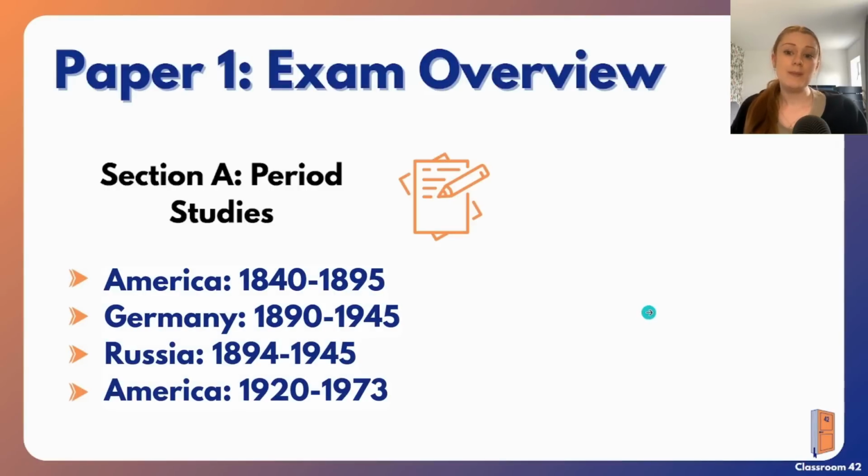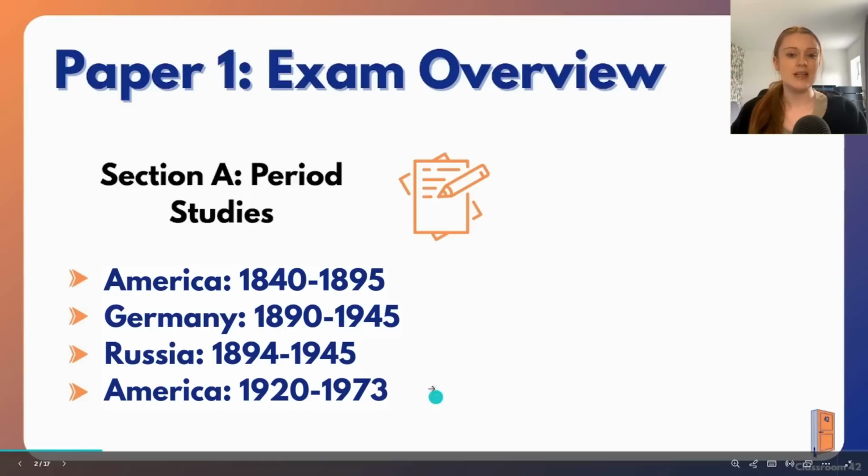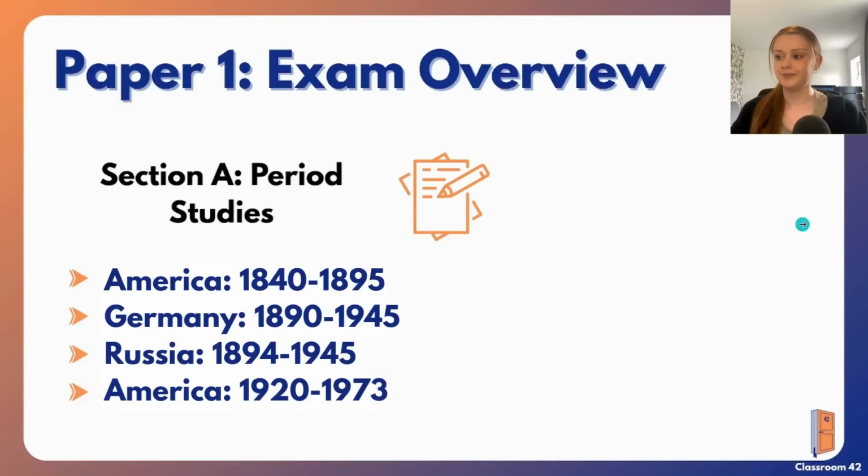Okay, so your Paper 1 is split into two sections. Section A is focusing on your period studies, which is what we'll be looking at in today's video, and Section B looks at your wider world studies, which we'll look at in a separate video. Your period studies topics will either be America, 1840 to 1895, Germany, 1890 to 1945, Russia, 1894 to 1945, or America, 1920, depending on what your school studies.